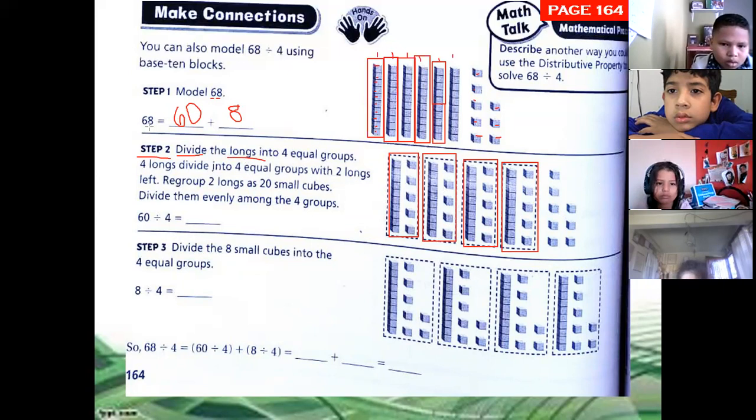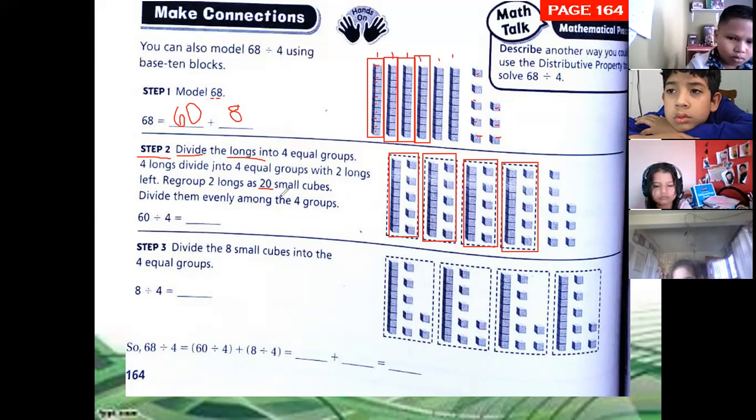But look at this one. So on the line here, it says, divide the longs into 4 equal groups. 4 longs divide into 4 groups with 2 longs left. These ones are the 2 longs left, these 2. So I have to regroup the 2 longs into 20 small cubes, 20, because each one has 10. Okay, so I regroup the 10s into 1s.